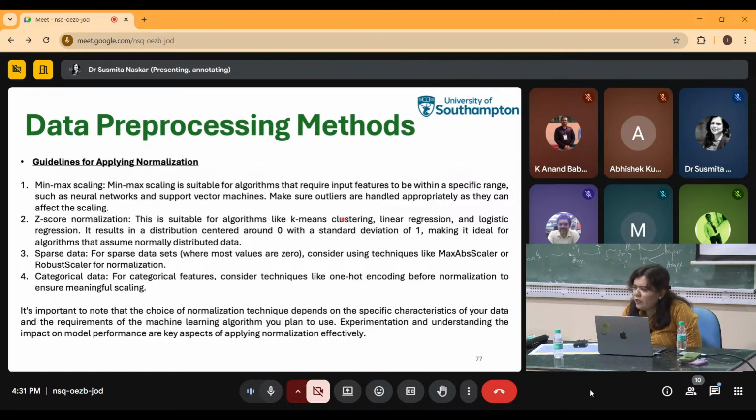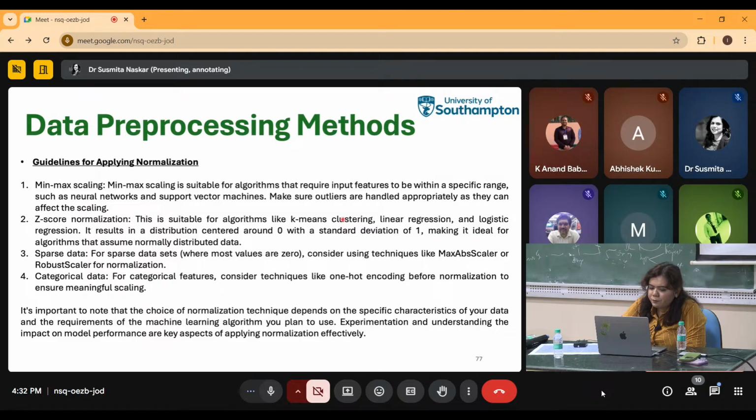So, regarding the choice of normalization technique, there are also a variety of other normalization techniques which I have not highlighted. These are the main important ones, especially when we talk about infrastructure monitoring. The choice of the normalization technique depends on the specific characteristics of your data, whether you have already introduced some kind of outliers, and what kind of machine learning model you are using. That is also important when you are selecting the type of normalization. So experimentation and evaluation of the impact on model performance are key to applying normalization effectively.